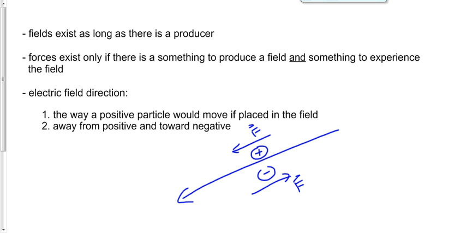And of course, that means that it's going to be away from positive and toward the negative. Maybe it was a charge over here that caused it. If it was, it would have to be positive, because that's the only thing that would cause a positive particle to go away. Over here, if there was something there, it would have to be negative. So the field also goes away from the positive and toward the negative.